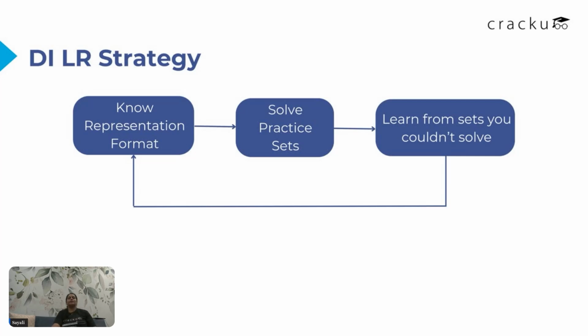So I'll say that remember that for every DILR set, there's an easier version. So if you can't solve the DILR sets that came in say CAT 2023 or CAT 2024, the easiest version of it is to look at the base version. So if there is a table with missing values, in CAT 2024 you had a table with missing values, right? So what is a table with missing values in its very basic form?